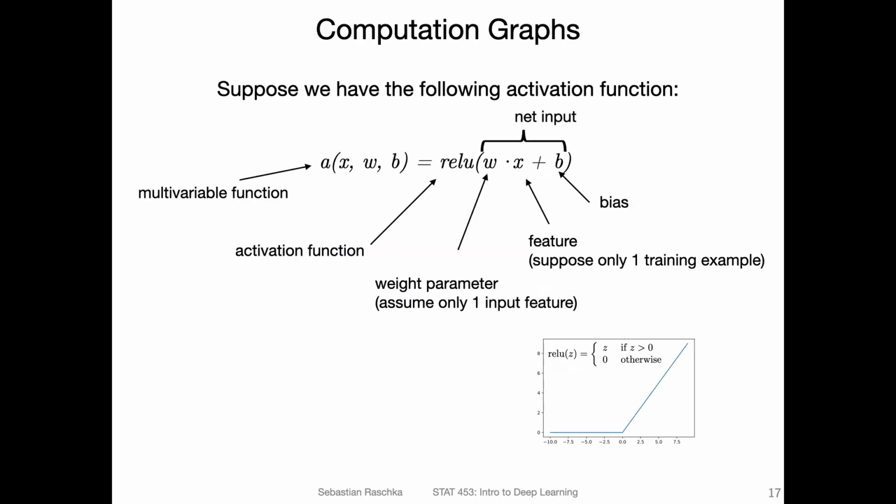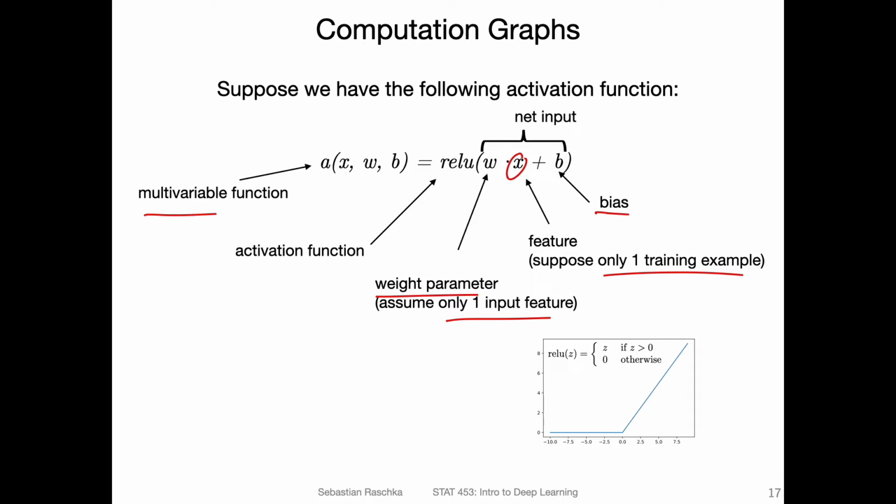Just to summarize, now we have the following activation function. It's a multivariable function where we have 3 inputs. We have the features. Here we only have one feature for simplicity. One feature, one training example for simplicity. We have the bias unit and the weight parameter. Also for simplicity, only one weight parameter corresponding to the one training example's feature.